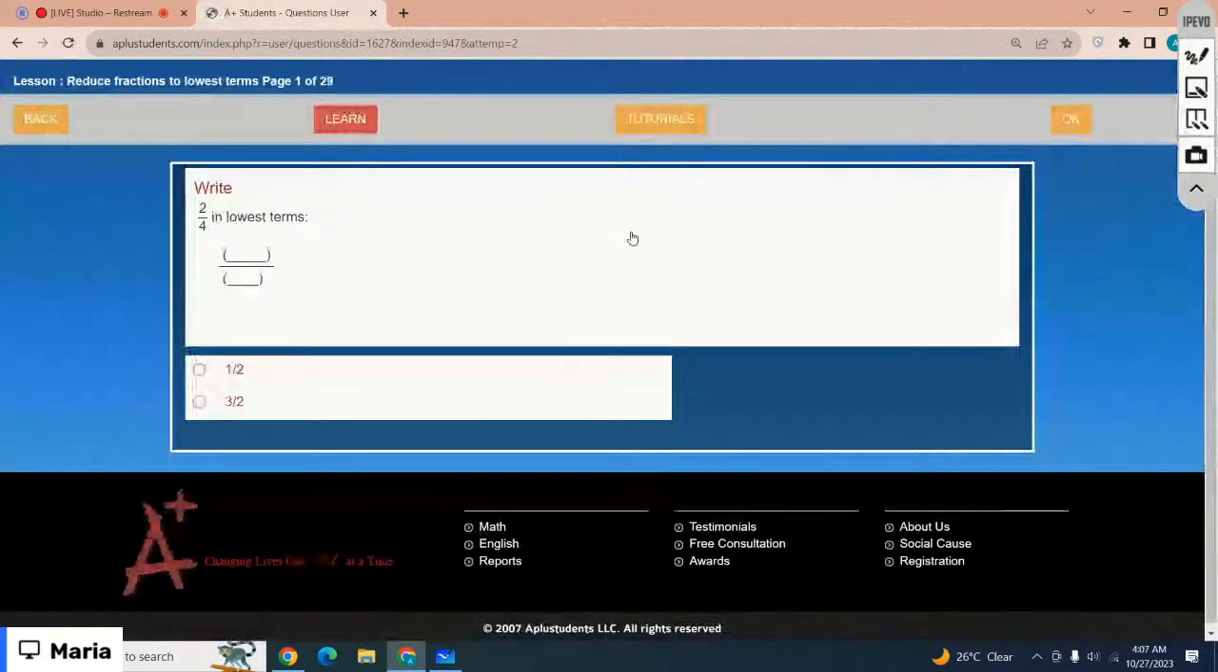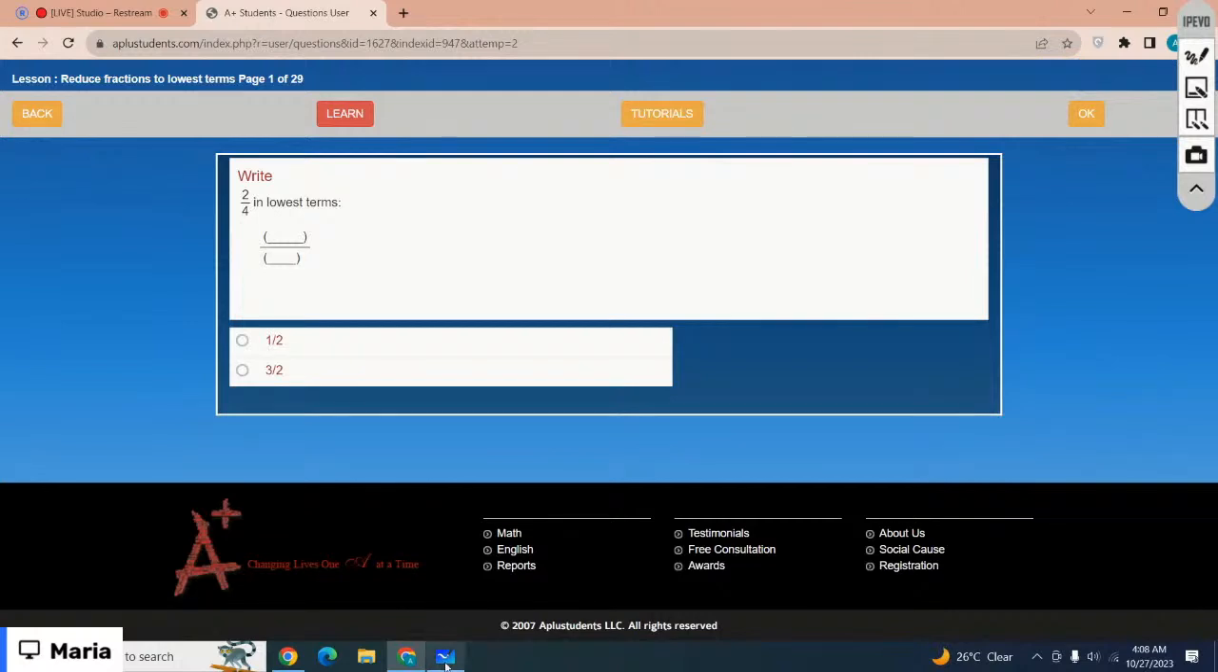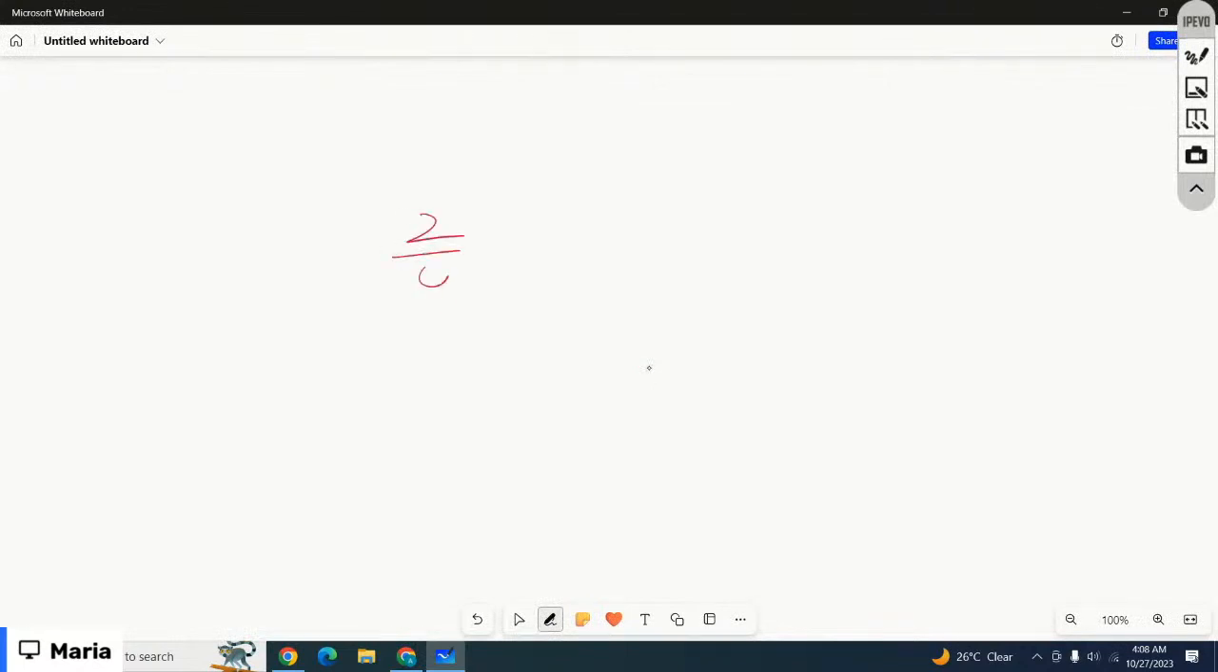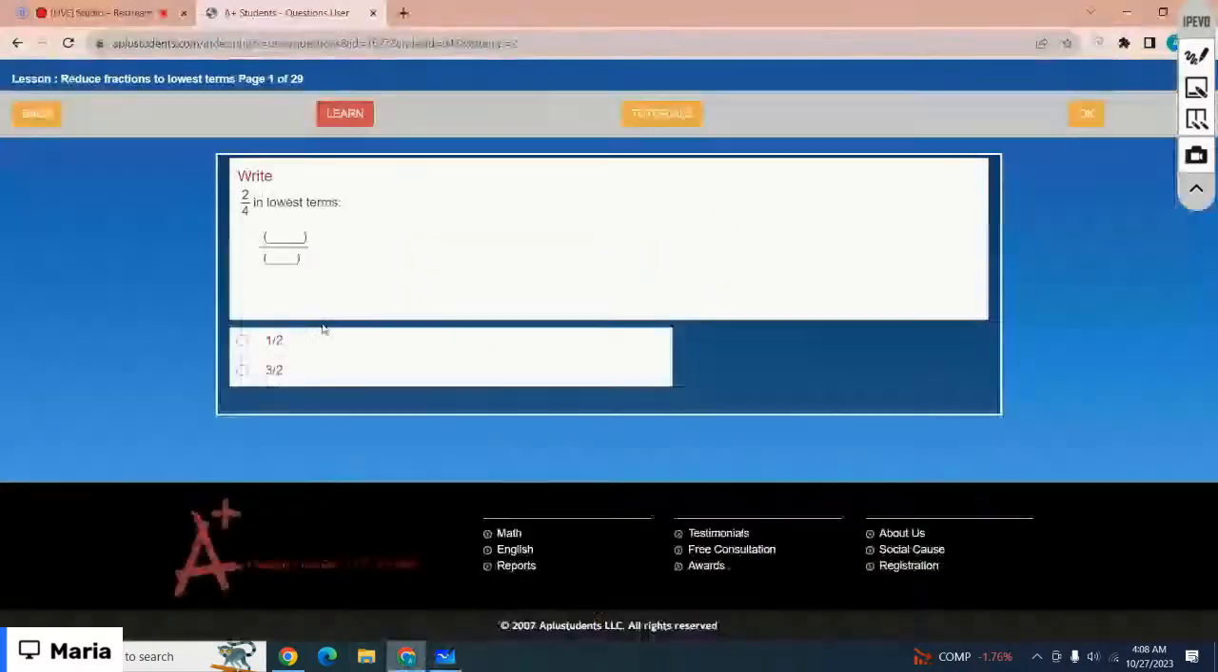Write 2 by 4 in lowest term. Which is the correct option? So you have 2 over 4. You have to think of the greatest common factor. Which is the greatest common factor? The common factor is 2. Let's just divide them by 2. 2 times 1 is 2 and 2 times 2 is 4. So the lowest term is 1 over 2. Basically we are going to divide with the largest number that can divide both numerator and denominator. So the correct option is 1 over 2.